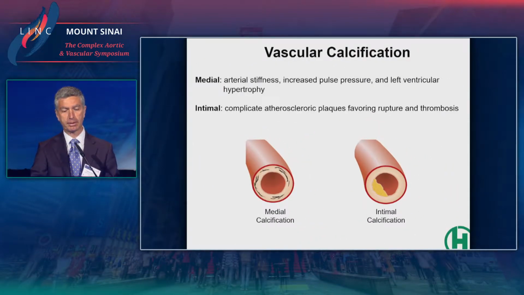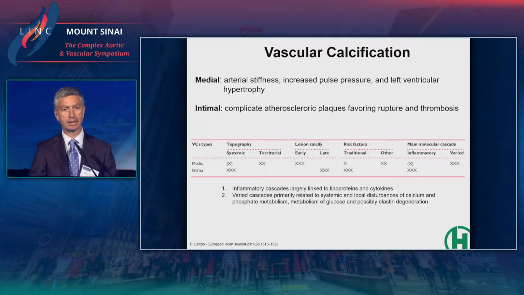Obviously, we have to think about the presence of two different types of vascular calcifications. There is the medial one that is correlated to the arterial stiffness, or the intimal that is more correlated to an atherosclerotic plaque that can favor the rupture or also the thrombosis. Obviously, what we are generally working on are the intimal calcification, and we also know that in the majority of the cases it's very difficult to make a diagnosis between the medial and the intimal calcification.